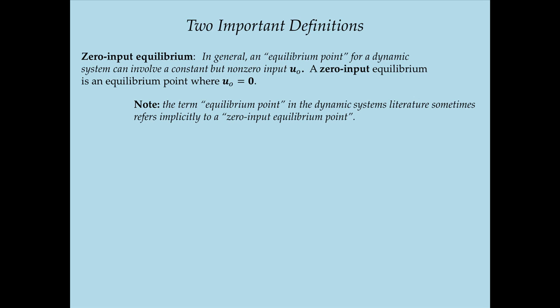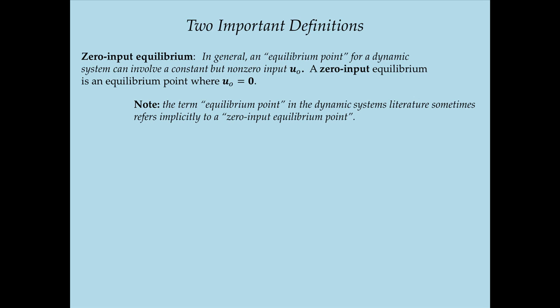Okay, so I want to make this distinction because it's important to keep it in mind as you read references on this subject. The term equilibrium point in the dynamic systems literature sometimes refers implicitly to a zero input equilibrium point, and so you need to be careful about that when you read standard textbooks on the subject. The definition that I'm presenting in these slides is more general than a lot of the textbook definitions, okay? And you just need to be careful about that.